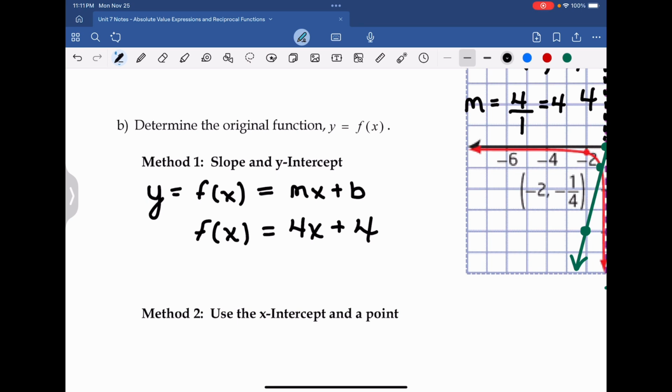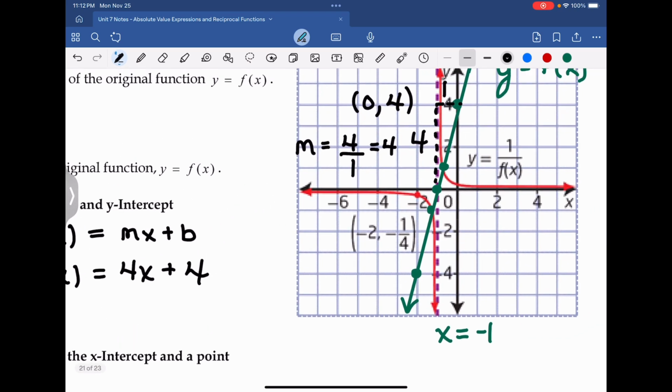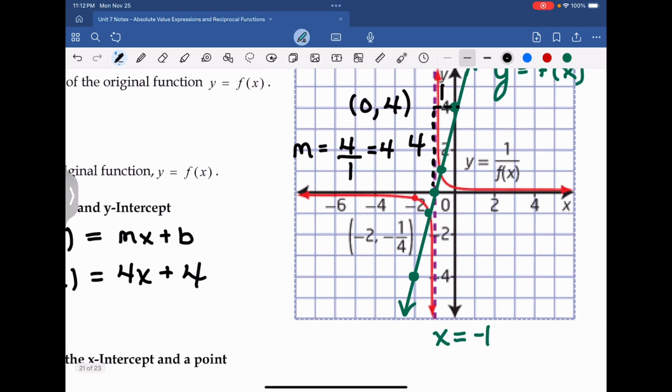Now, the other method which we could do is using our x-intercept and a point method. What we're going to have to do is figure out what the slope is, because that's obviously going to help us again. So we could use any 2 points. Let's say we use the 0 and 4, and then let's say we use the -2 and -4. So we're going to use these 2 points here.